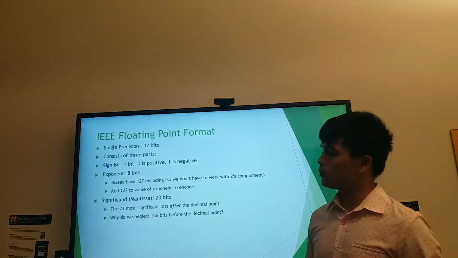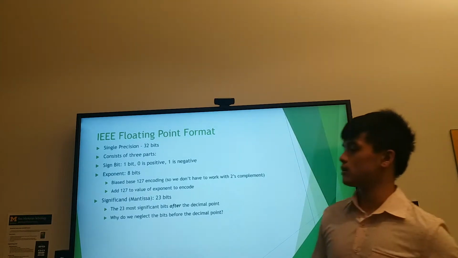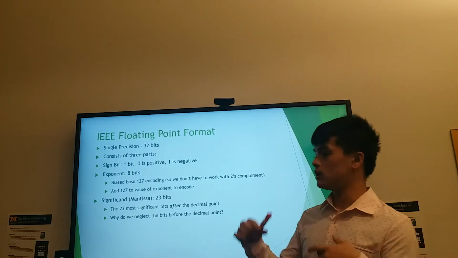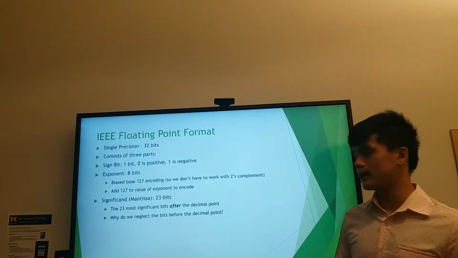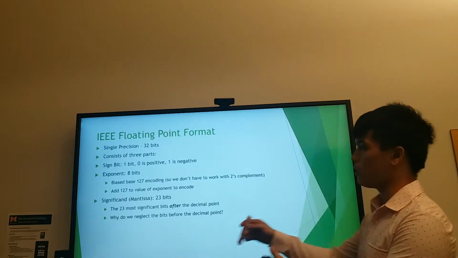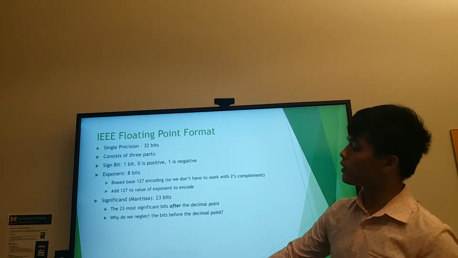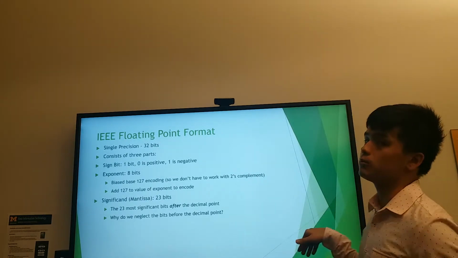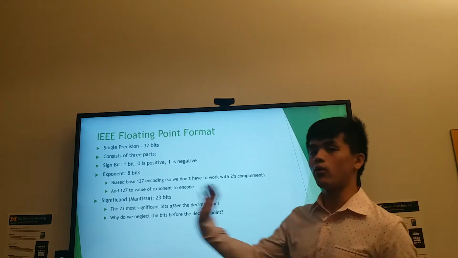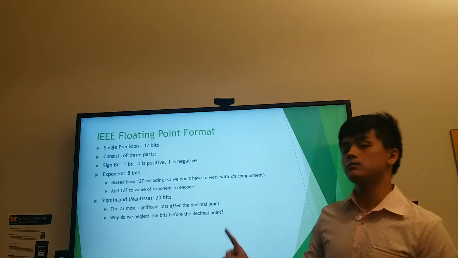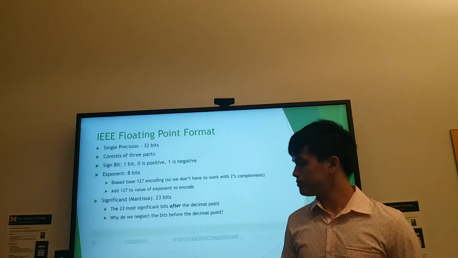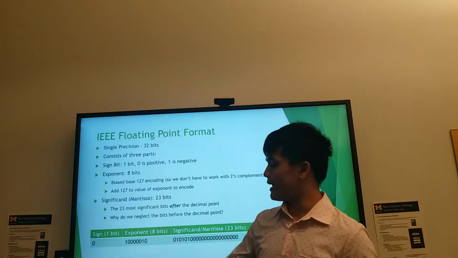Yeah. And then we have our next 23 bits, and that's going to be called the significand. Some people also call it the mantissa. It is the 23 most significant bits after the decimal point. So for a number like 1.10111 something, we look only at the numbers after the decimal point, so we only store those, and we don't store the number before the decimal point, because that number has to be 1 when we're doing a binary storage.